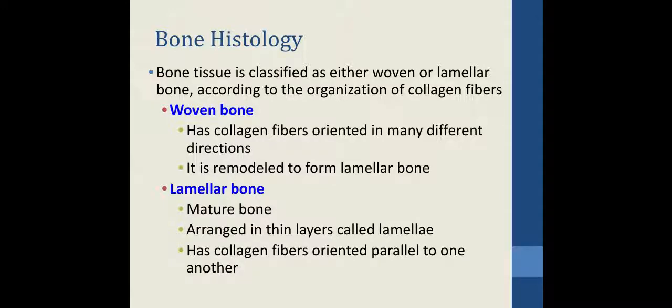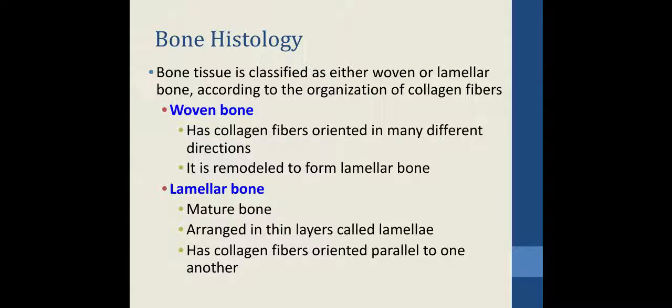So when we are looking at this bone tissue that we've just made, we have to classify it as woven or lamellar. And we do that based on what their collagen fibers look like. So if you're a woven bone, you have collagen fibers that are oriented in all different directions. Think of it just like a woven basket. It's all different ways. And it can be remodeled to form this lamellar bone.